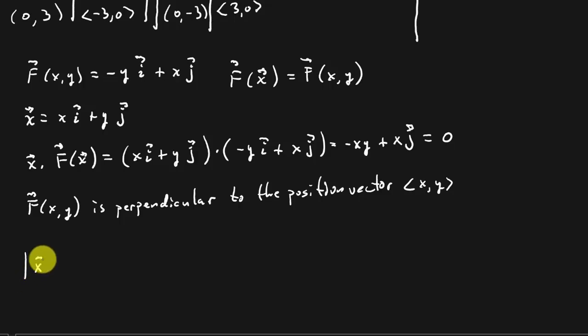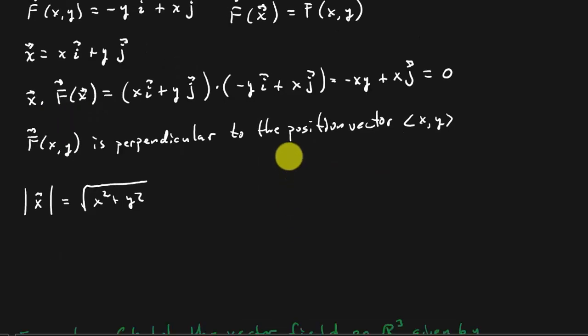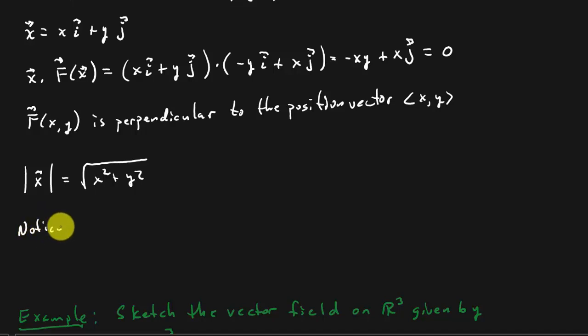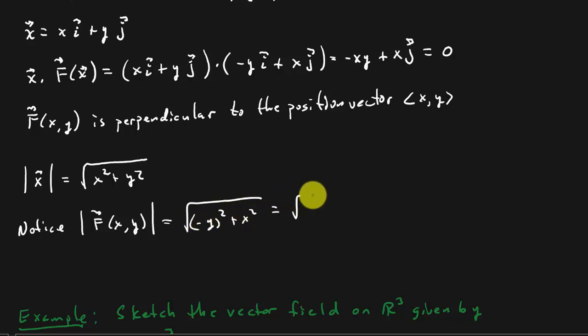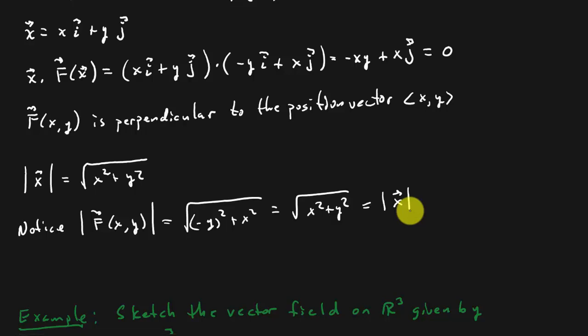And the radius is the magnitude of our position vector here. What is that magnitude? The square root of x squared plus y squared, right? There's vector x, that's the magnitude. And then what I want you to notice here is that the magnitude of our vector function is the square root of negative y squared plus x squared, which is equal to the square root of x squared plus y squared, which is equal to the magnitude of vector x. So the magnitude of f is equal to the magnitude of x.